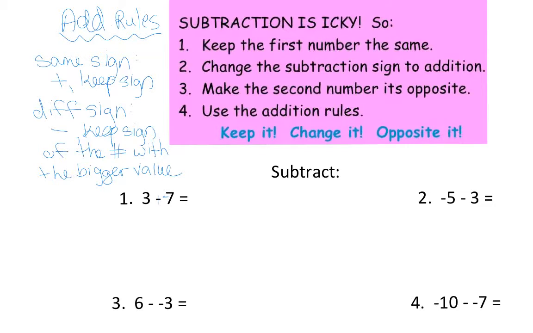So looking at 3 plus negative 7, they are different signs. So I'm going to subtract. 7 minus 3 is 4. And I'm going to keep the sign of the number with the bigger value, in this case, the 7. And so my answer would be negative 4. 7 minus 3 is 4, keeping that negative sign. Let's try it again with number 2.